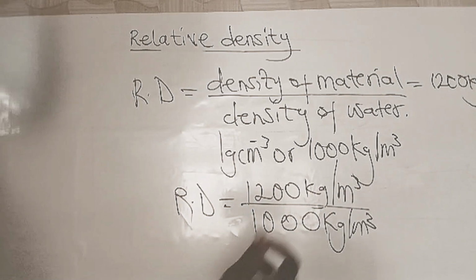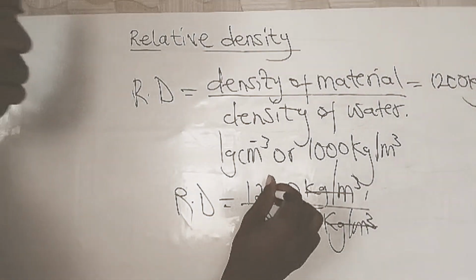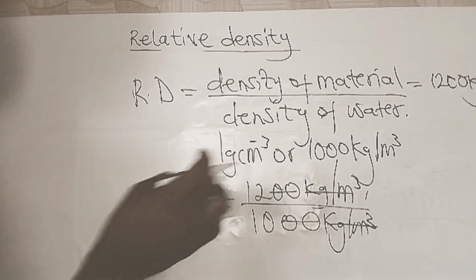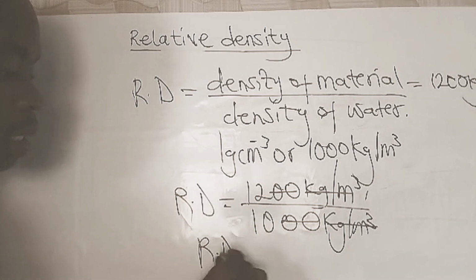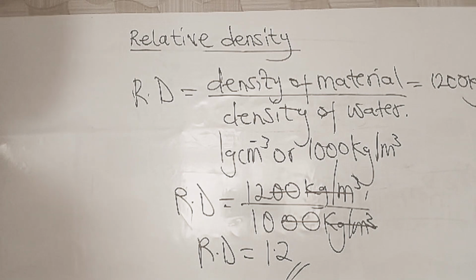If you divide this, the units will divide each other. Two zeros will divide two zeros here. So now 12 divided by 10, you get the relative density to be 1.2. That's how to calculate the relative densities of materials.